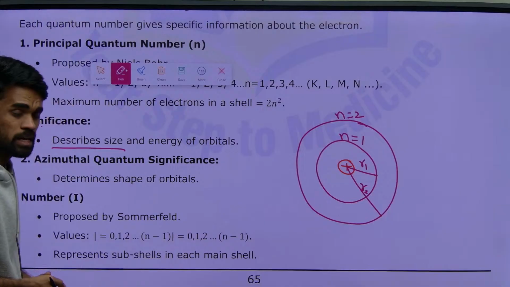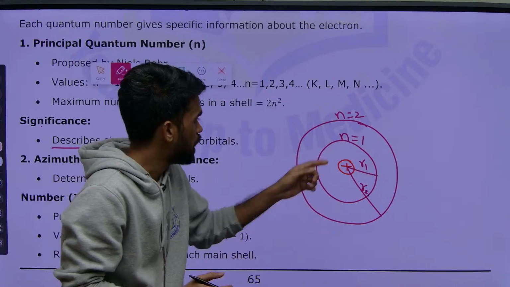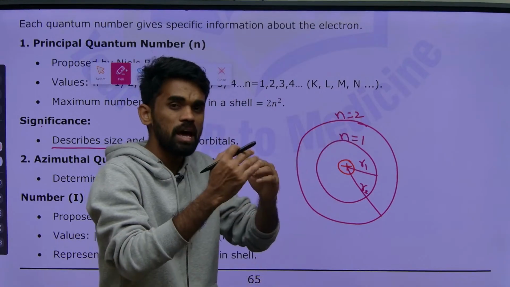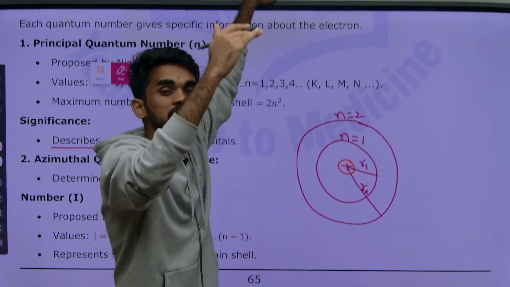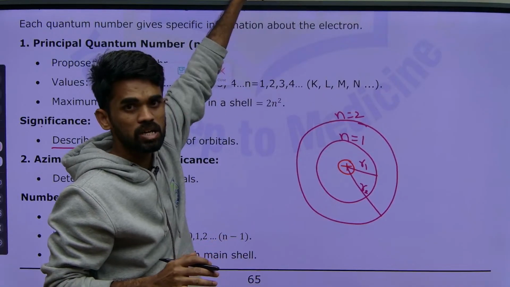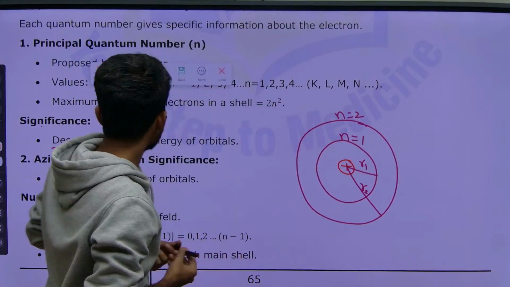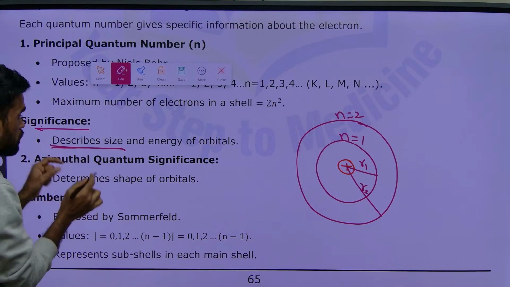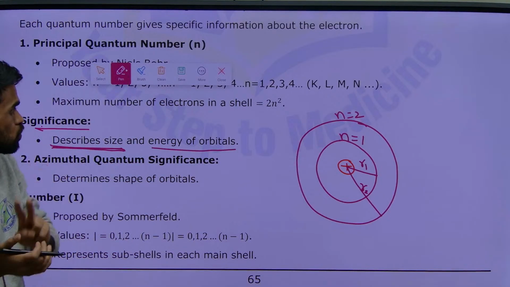And one more thing: if an electron is present in the first energy shell, it will have lower energy, and if it is in the second shell, n equals 2, it will have slightly higher energy, like that. As the n value increases, the energy of the electron in that nth shell also increases. So the significance of the principal quantum number is that it describes the size and energy of the orbital. These are the 2 points to be remembered.